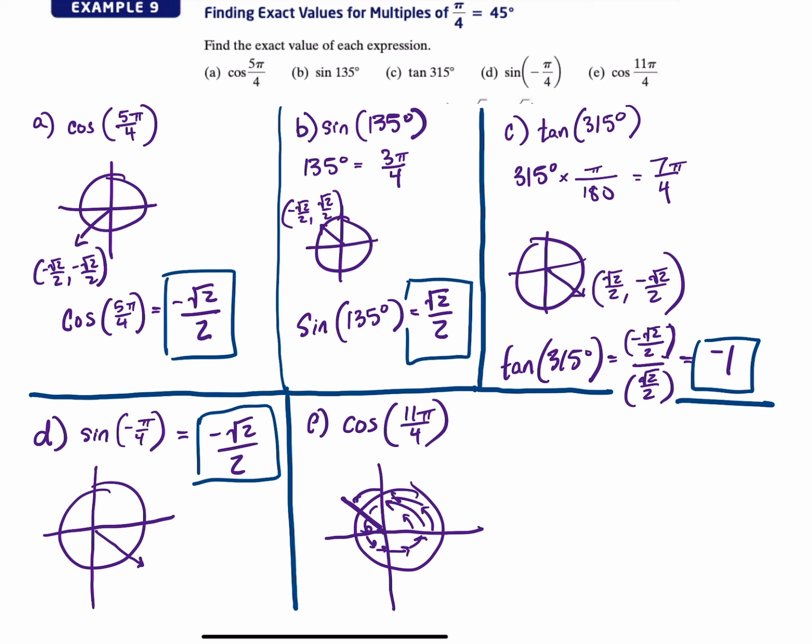So it'll be coterminal with our angle from B with 3 pi over 4. So in the same way, we can just steal this coordinate point. And the cosine is the x value. So since we can say 11 pi over 4 is coterminal with 3 pi over 4, it'll share the same value. So the cosine of 11 pi over 4 is equal to negative root 2 over 2. That's the x value up there.